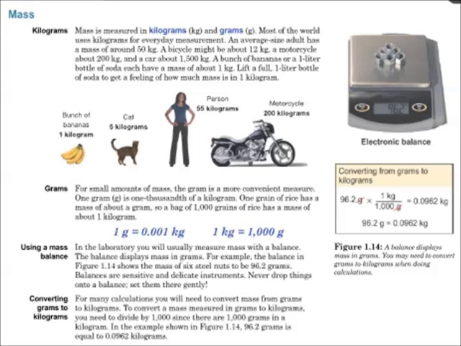To convert mass measured in grams to kilograms, you need to divide by 1,000, since there are 1,000 grams in a kilogram. In the example shown in Figure 1.14, 96.2 grams is equal to 0.0962 kilograms.